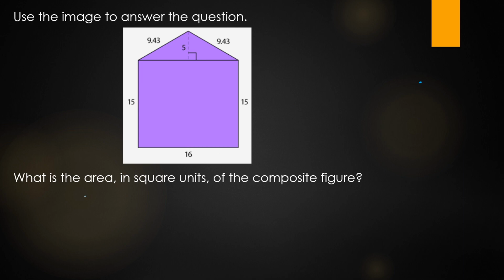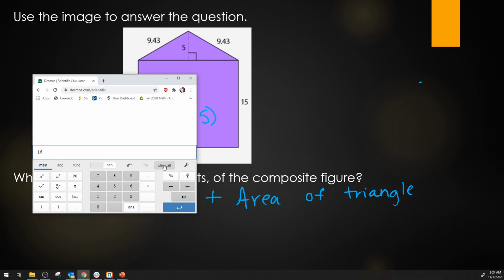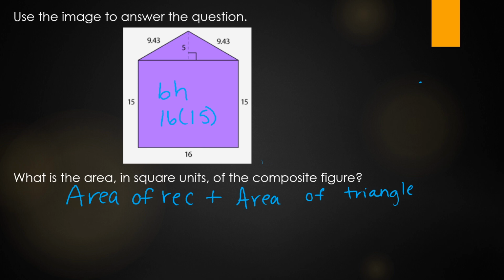So let's figure out what the area of the rectangle is. We're going to find the area of the rectangle, and we're going to add it to the area of the triangle. The area of my rectangle down here is base times height. Okay, so I'm going to have 16 times 15, and I can type that into a calculator. 16 times 15 is going to give me 240. So the area of my rectangle is 240.